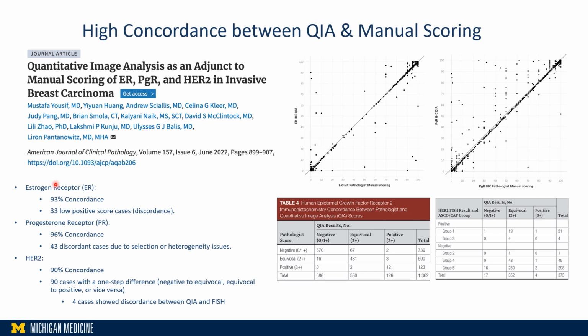We found high concordance, above 90%, for the ER and PR, as well as the HER2 biomarkers. We investigated some discrepancies, and we found about 33 cases for the ER, mostly because of low positive scores, as well as for the PR. We found only a slight difference in the HER2 cases, with about just 1% disagreeing with the FISH results.